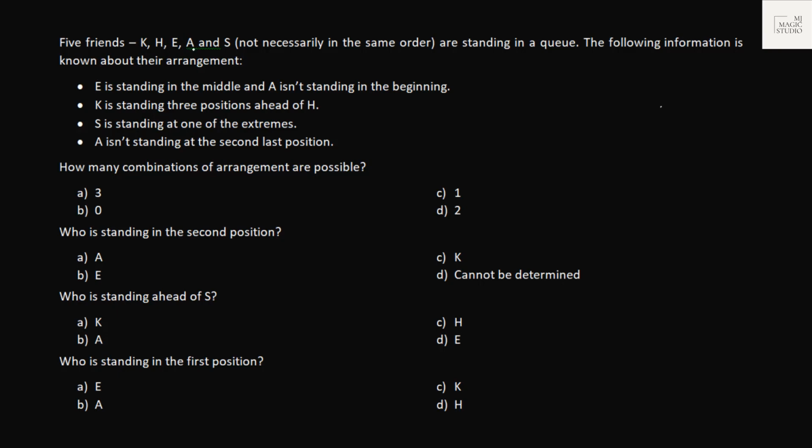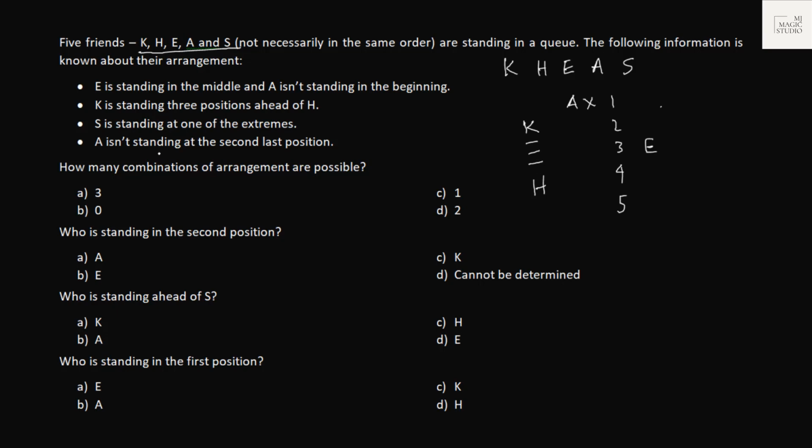Five friends, K, H, E, A, S, not necessarily in the same order, are standing in a queue. And the following information is known. North, south, nothing is given. But it is a queue. So let me have this queue like this, vertical. E is standing in the middle. That means E is at the 3rd position. And A isn't standing in the beginning. A is not at the beginning. K is standing 3 positions ahead of H. H, 3 positions, 1, 2, 3, and then is K. 3 positions ahead.